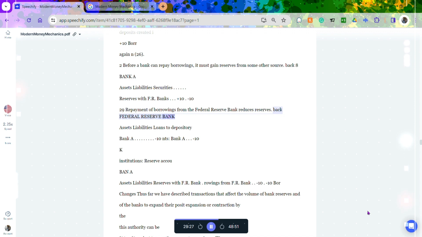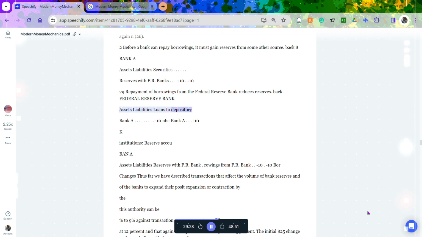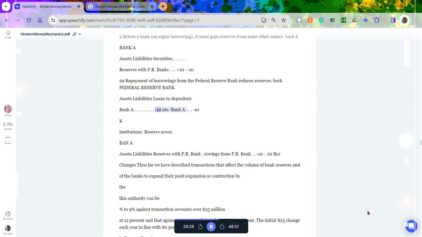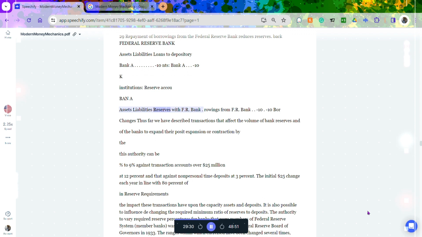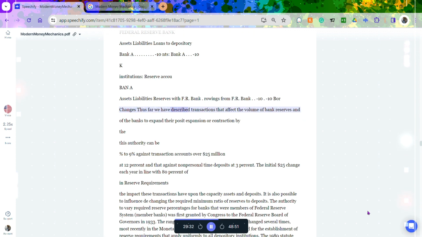Federal Reserve Bank. Assets, liabilities, loans to depository institutions, Bank A, minus 10. Bank A, minus 10. Reserve accounts. Bank A assets, liabilities, reserves with FR Bank, borrowings from FR Bank, minus 10. Thus far we have described transactions that affect the volume of bank reserves and of the banks' ability to expand deposits.